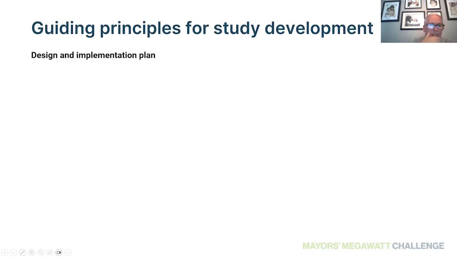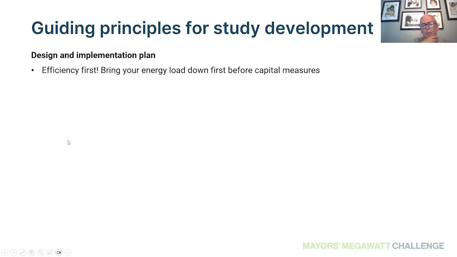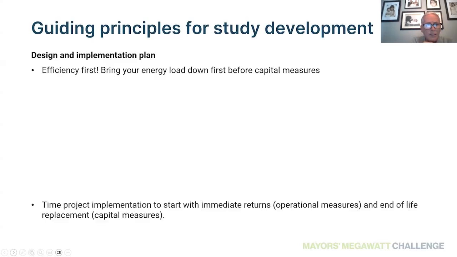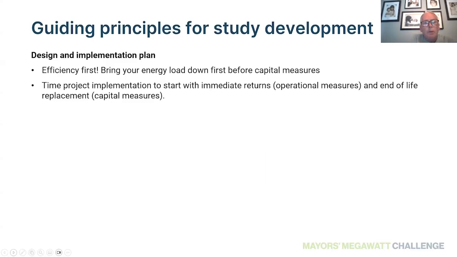Some more guiding principles in terms of the plan itself. We always preach energy efficiency first: get your building operating as well as it can, bringing those loads down as low as they can before implementing any capital measures. So always efficiency first. Time your project implementation, starting with immediate returns, like operational measures that are typically low cost and have good net present value and paybacks, and time those early, and then the end of life replacements to follow. So knowing when those end of life replacements are happening.